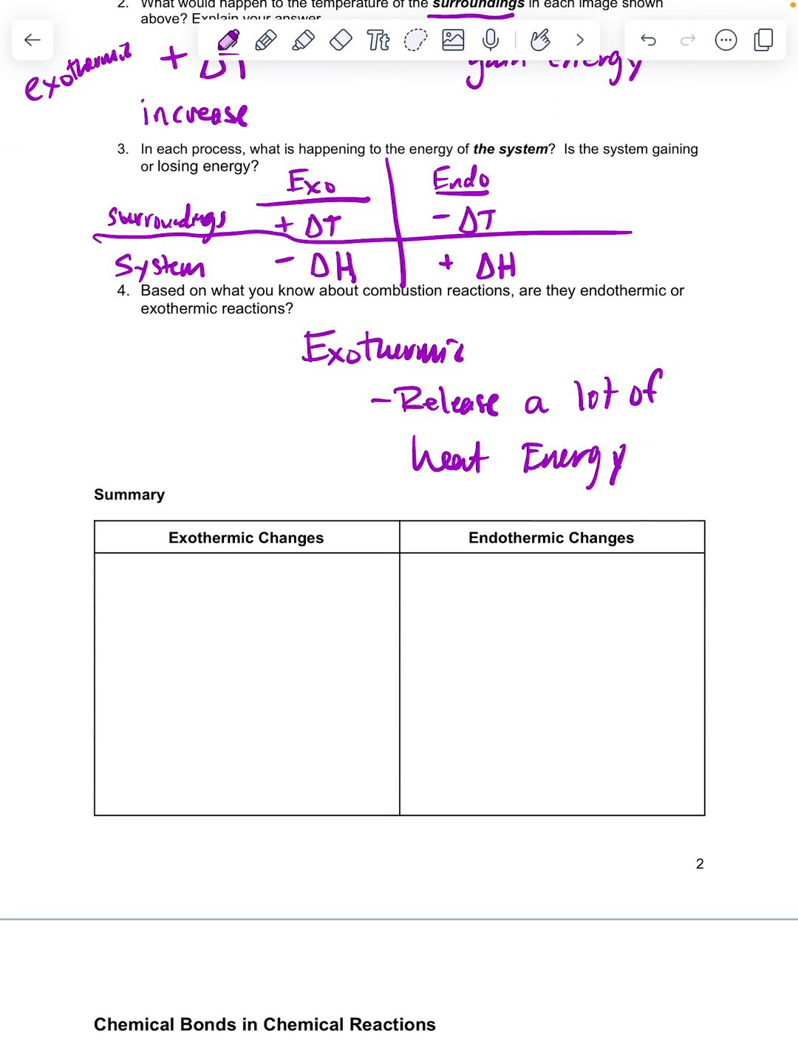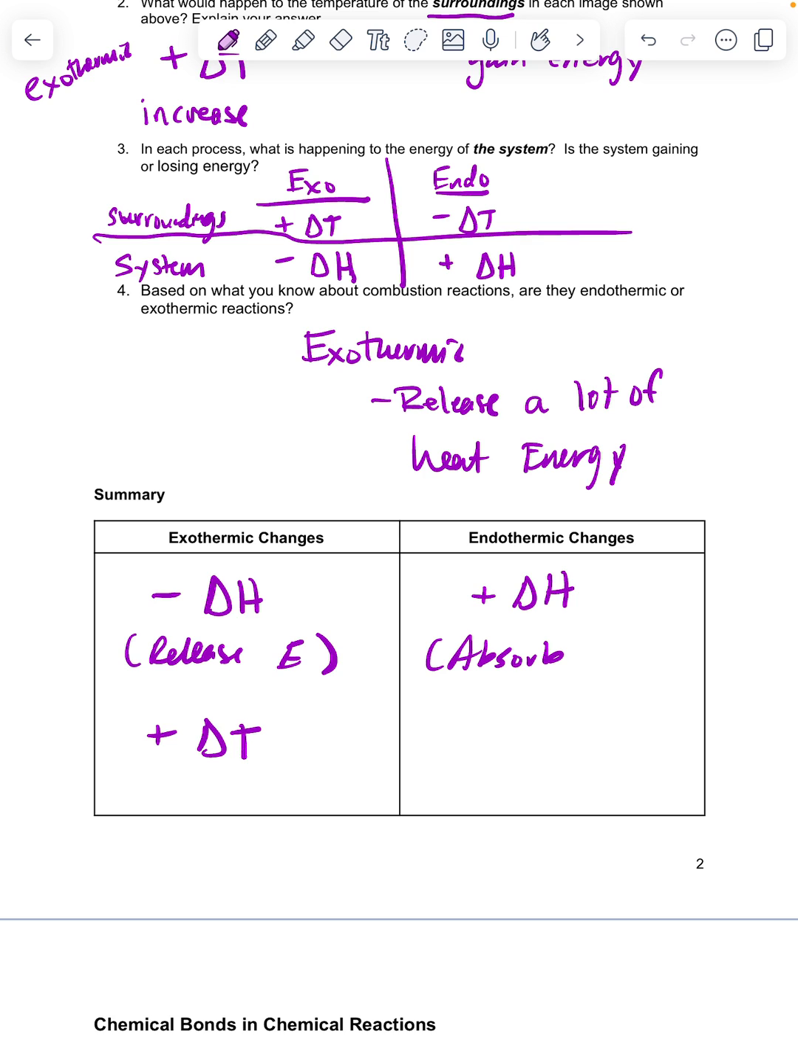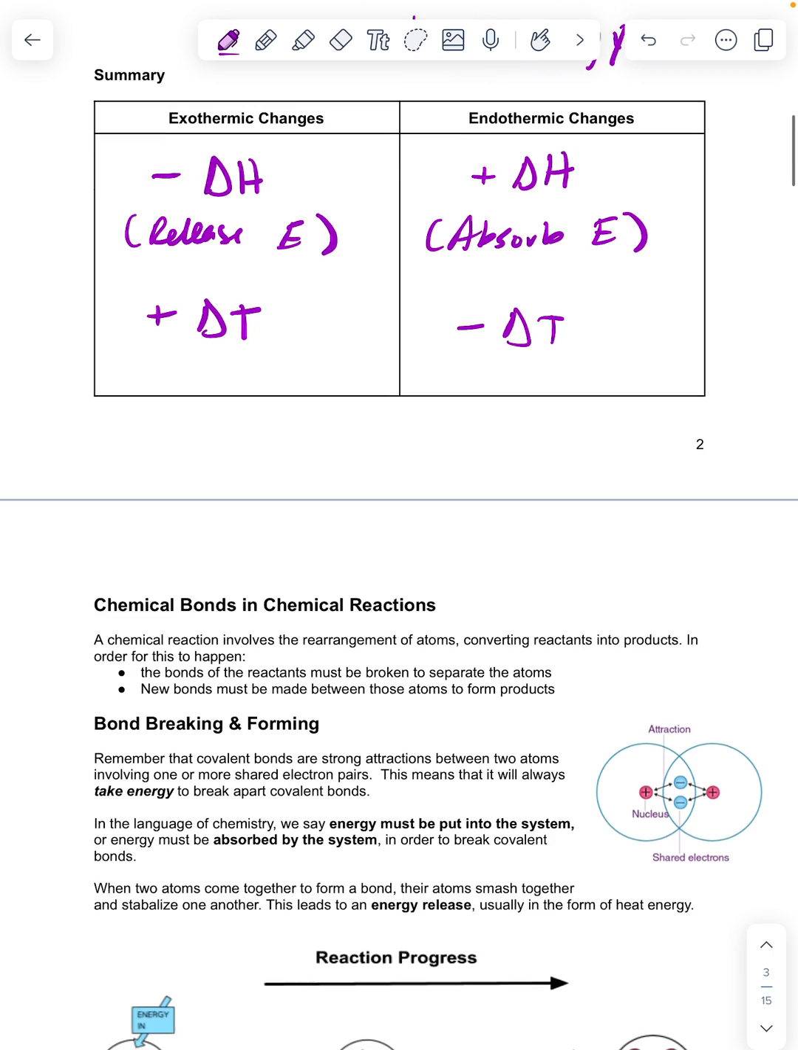Okay, so in summary, exothermic changes have negative delta H values. They release energy, and that makes the temperature of the surroundings go up. On the other side, endothermic changes have a positive enthalpy change. They absorb energy, and that means that the temperature around an endothermic process will have a negative temperature change, or get colder.